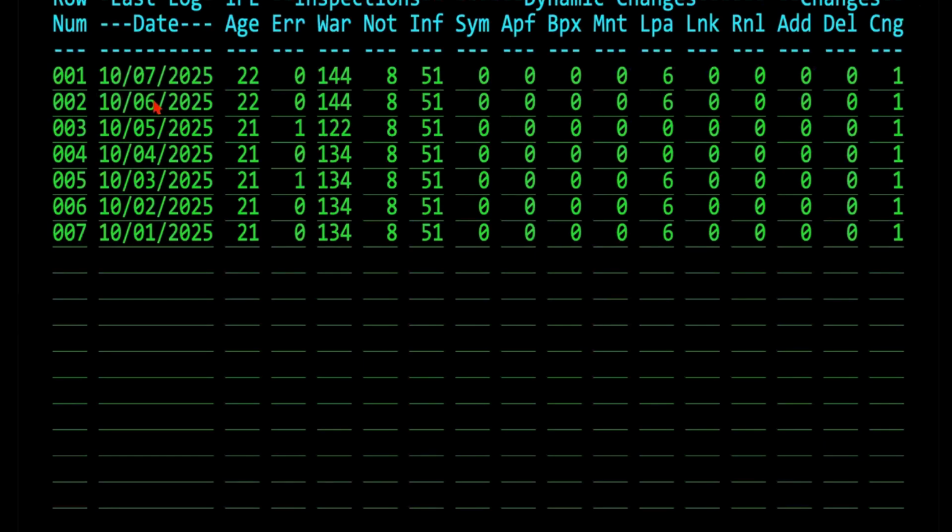You can see here, we ran on the 7th, we ran on the 6th, we said there was no change. But when we ran on the 5th, we had 122 warnings, and then we jumped to 144. Not good. Something's gone on. We need to go find out what that's all about. And we went from 0 dynamic changes in LPA to 6. And so there's some activity that's going on that we probably should be curious about that's taking place between the 5th of October and the 6th of October.